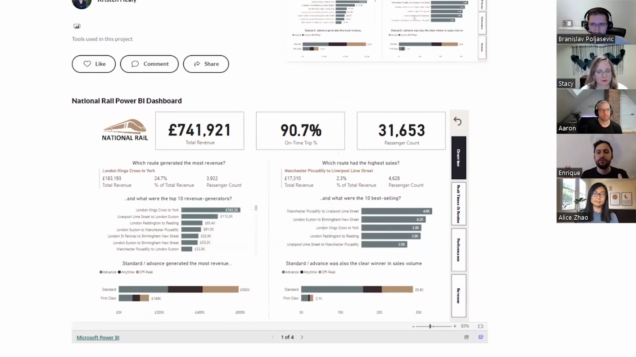Those two cities are very close to each other. So it is great to have that additional insight of, yeah, maybe these don't sell as many tickets, but we're making a lot more money off of these other routes, especially that London to York one, which is really interesting.